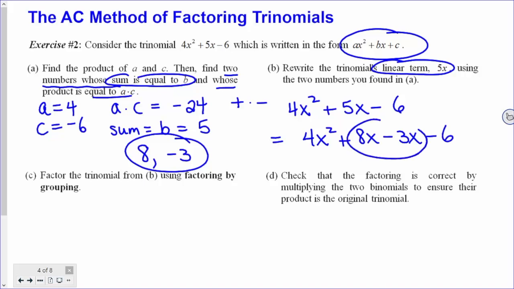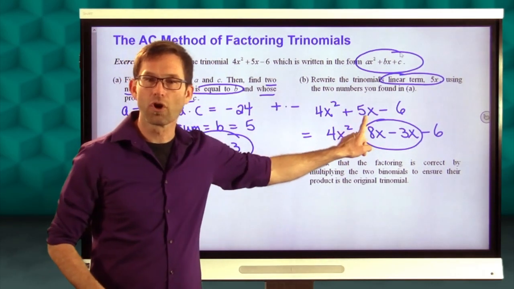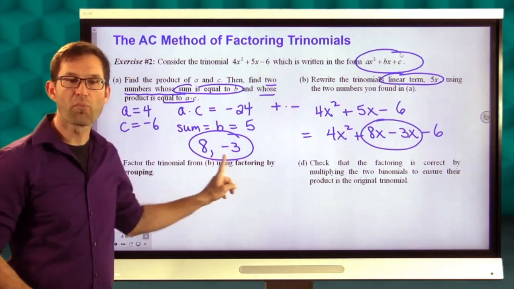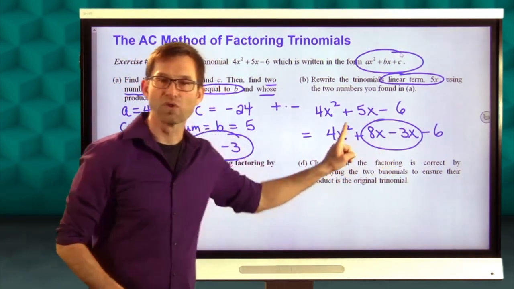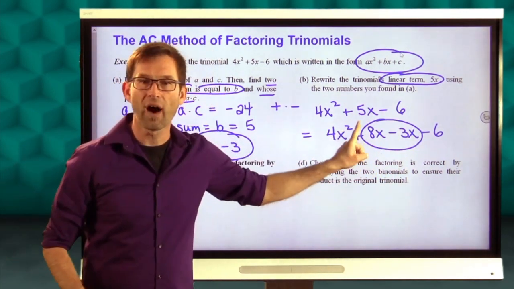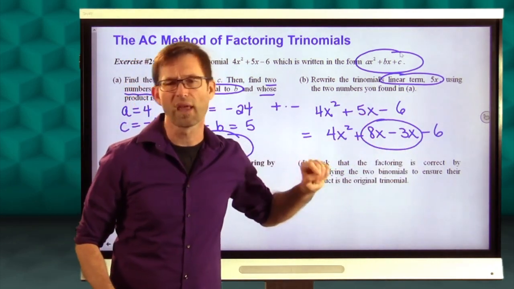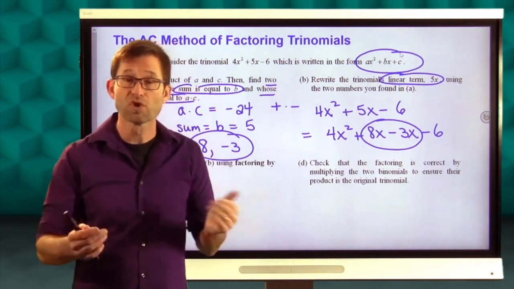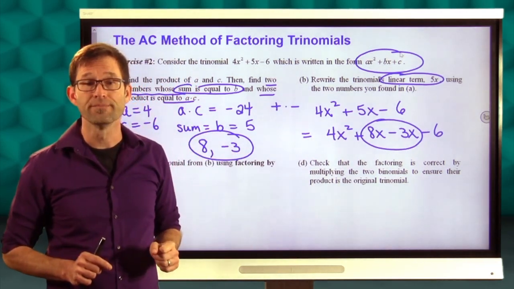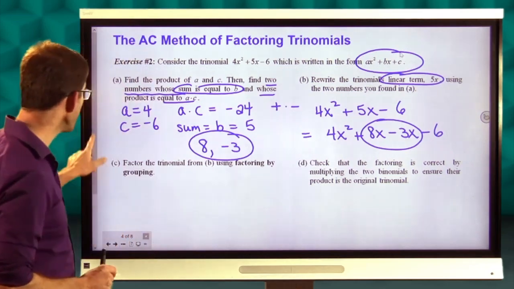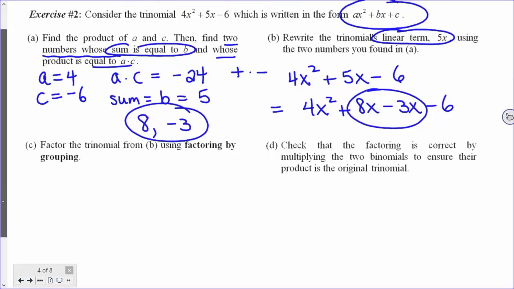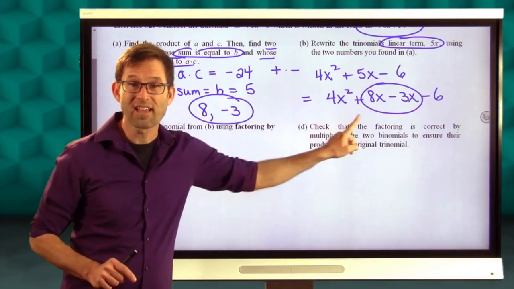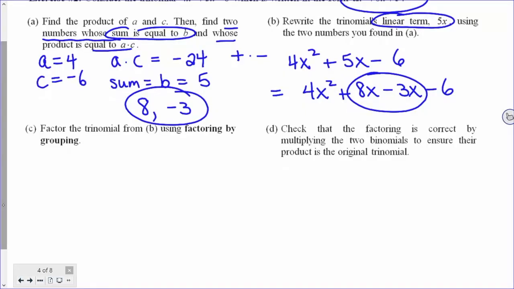So we're going to take that linear term, that term with the b, and we're always going to break it up using these two numbers. We're going to split up that 5x into 8x minus 3x, or you could think about it as 8x plus -3x, whichever is easier for you to think about. All right, now let's take a look at letter C. It says factor the trinomial from B using factoring by grouping.